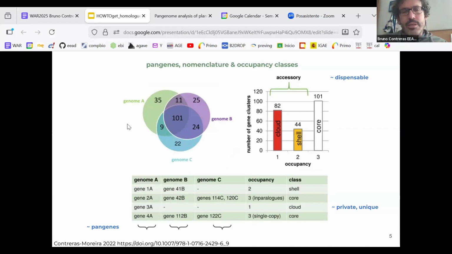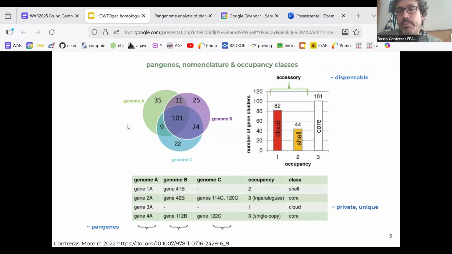And the numbers that you see are genes. In this example, there are 101 genes which form the core genome because they are found in all three genomes. But you can see other numbers. For instance, there are 22 genes that are unique to genome C.